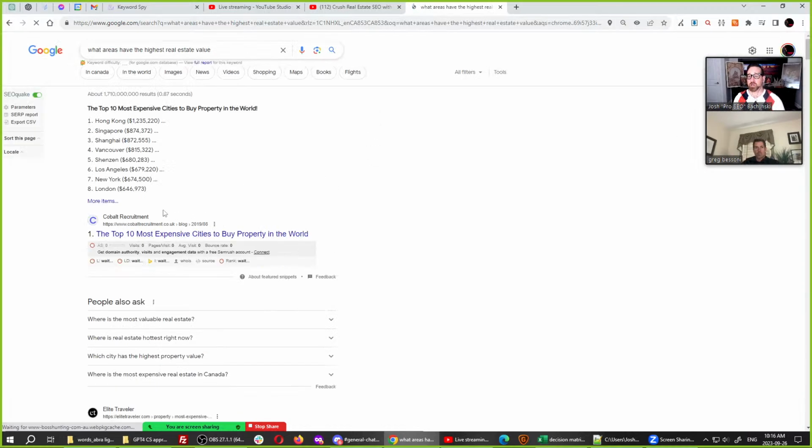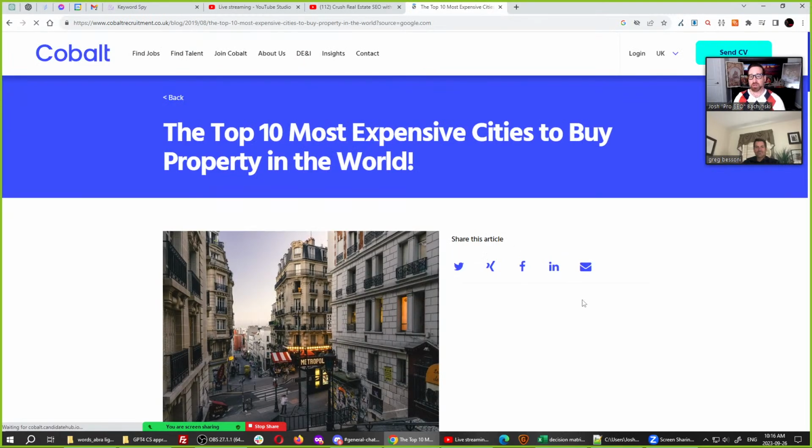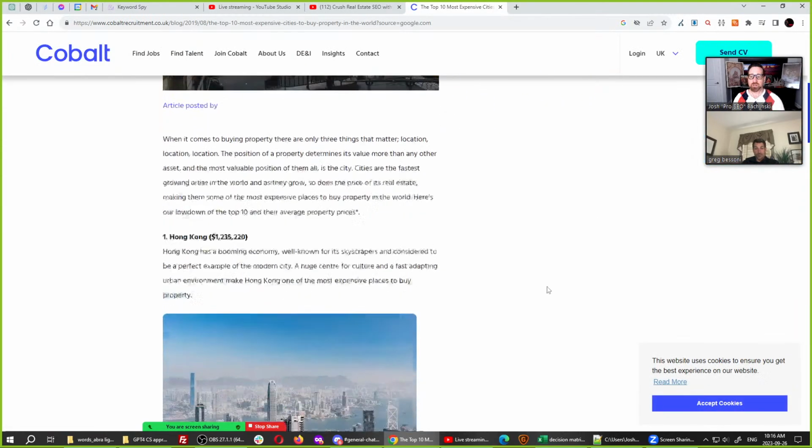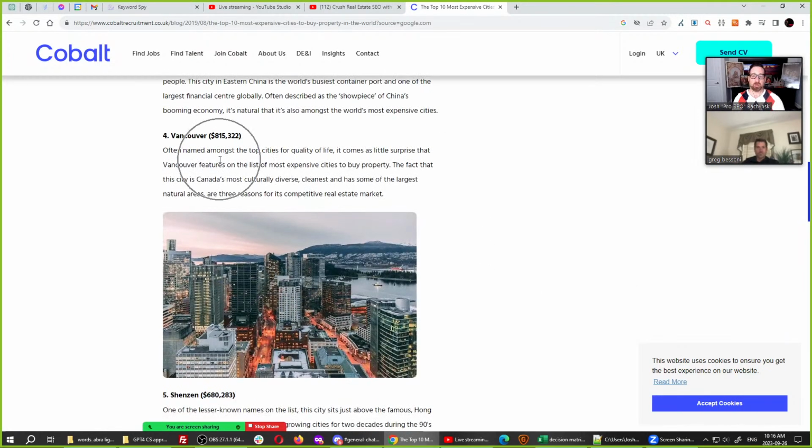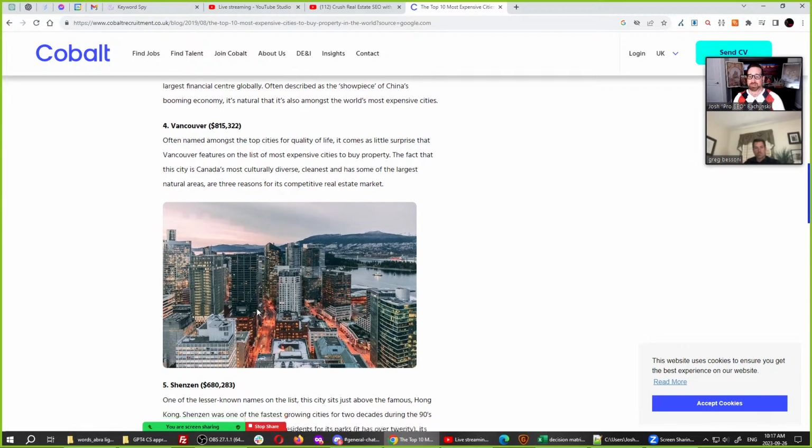You do a Google search and you're like, okay, well, look at this. These are the 10 most expensive cities to buy property in the world. Okay, Hong Kong is one of them. Singapore, Shanghai, Vancouver, which is just across the water from me. It's ridiculously expensive because Canada is an attractive country to live in. And look at Vancouver. Look at that. It's a gorgeous city to live in. I'm across the water from them there.